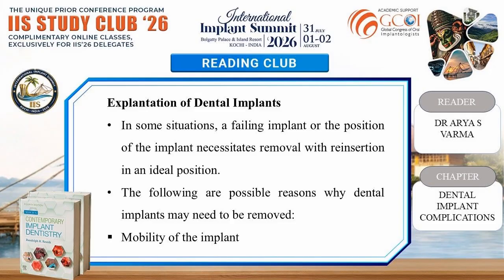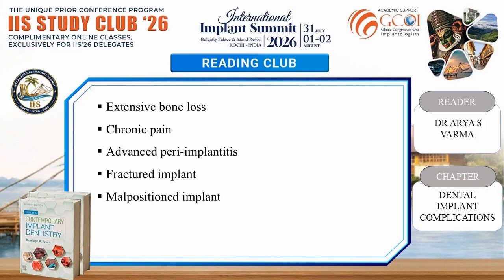Explanation of dental implants. In some situations, a failing implant or the position of the implant necessitates removal with reinsertion in an ideal position. The following are possible reasons why dental implants may need to be removed: mobility of the implant, extensive bone loss, chronic pain, advanced peri-implantitis, fractured implant, malpositioned implant.